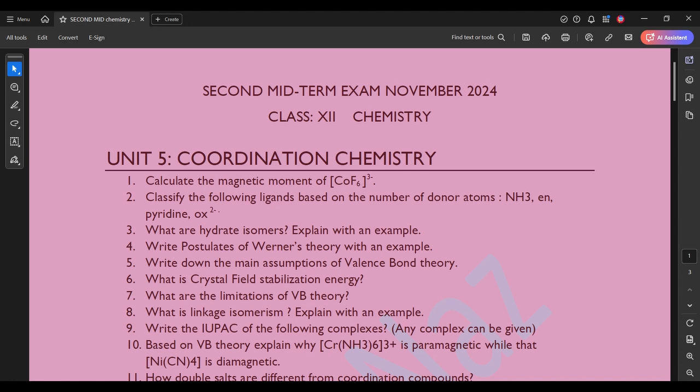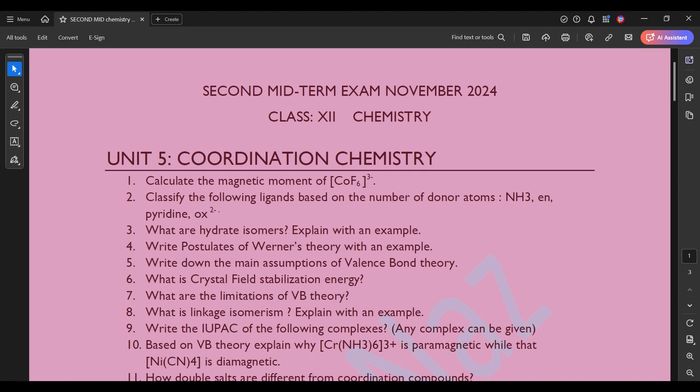Third is: what are hydrate isomers? Explain with an example. It is a 2 mark question. Then write the postulates of Werner's theory with an example, a 5 mark question. Important 5 mark, repeatedly asked several times. There is no question paper without this question.